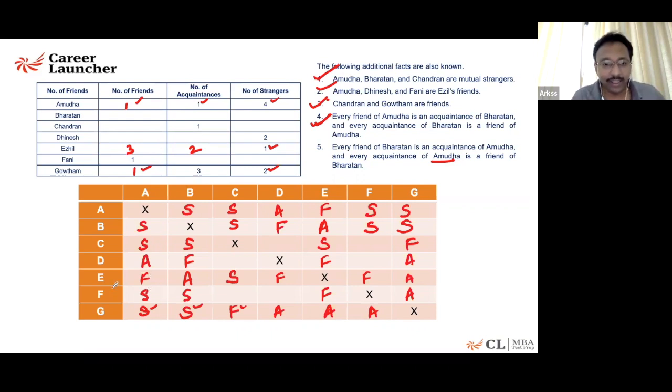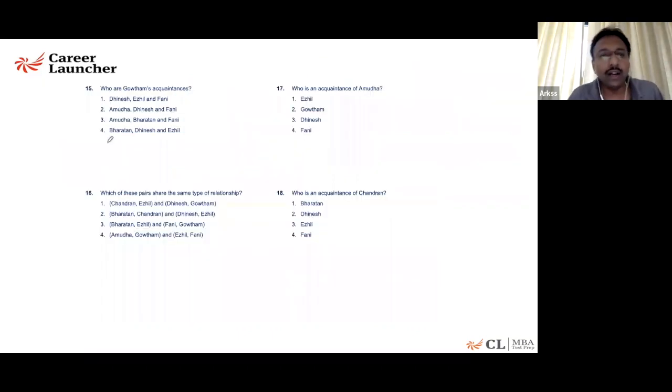Very nicely you will get F. You get only one friend and two strangers. In fact, let's look at the questions. Who are Gautam's acquaintances? I can clearly get this answer. Gautam's acquaintances are D, E, and F. This is my answer for the first question. This is an easier question.